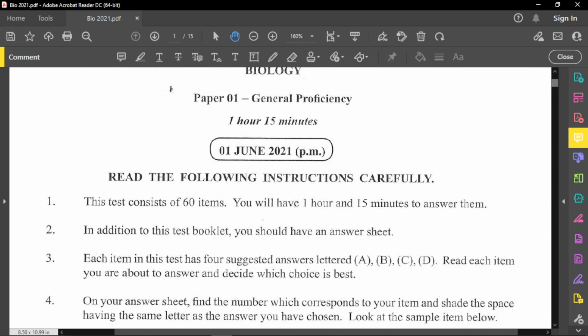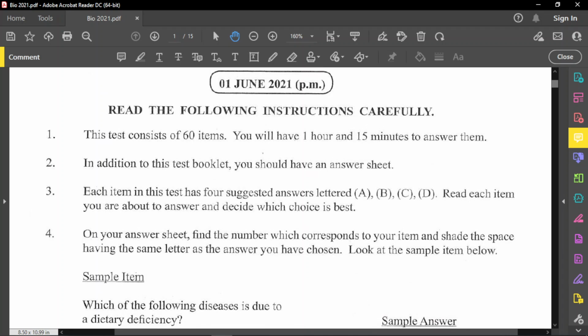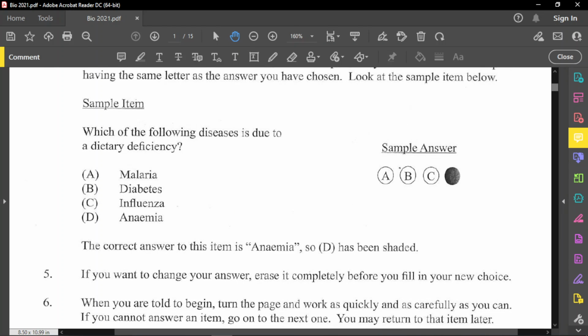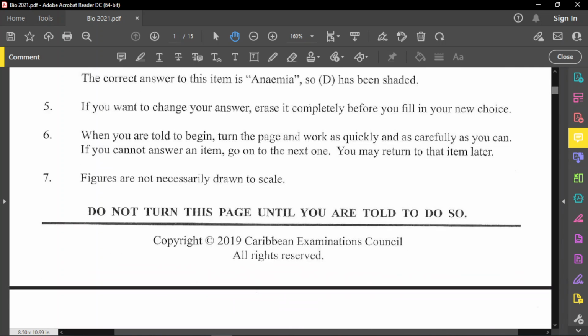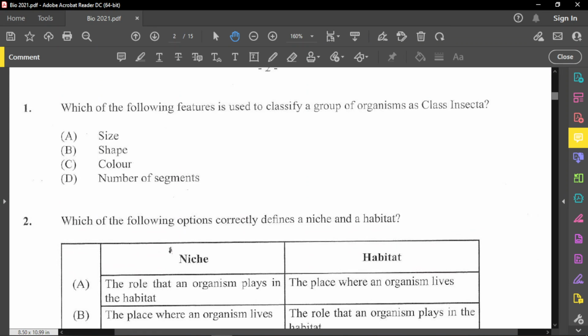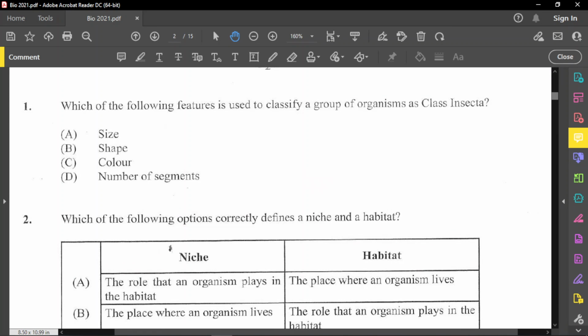carefully. You'll notice that they will state that there are 60 items or 60 questions on the paper, and you will be given 1 hour and 15 minutes to answer all of these questions. In addition, you will be given an answer sheet, and on that answer sheet, you should shade in your answers, and you will notice that they will give you an example of how to do that. Again, read through all the other instructions carefully and make sure you understand all of these instructions. And if you have any doubt, please ask your examiner.